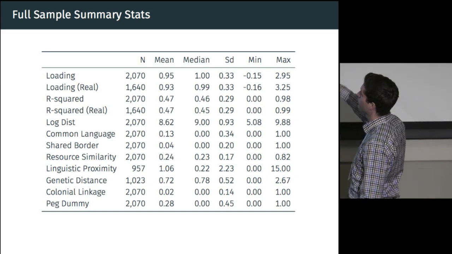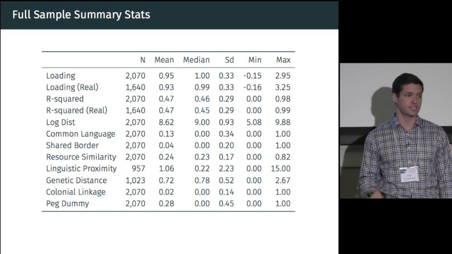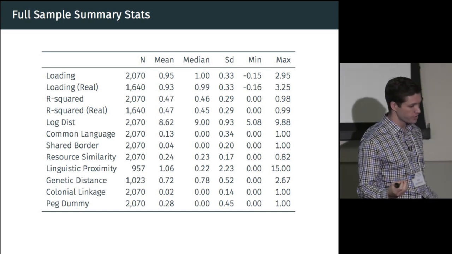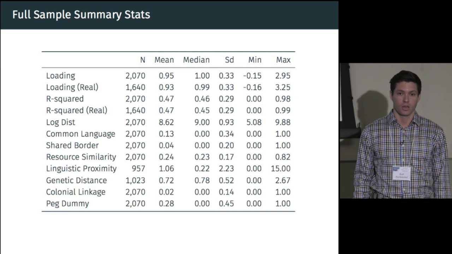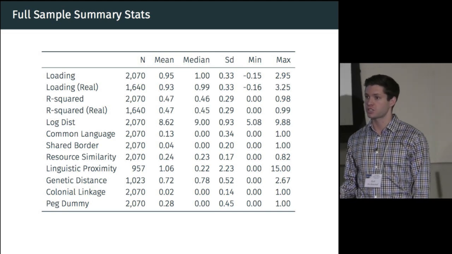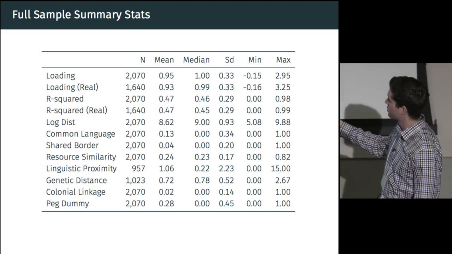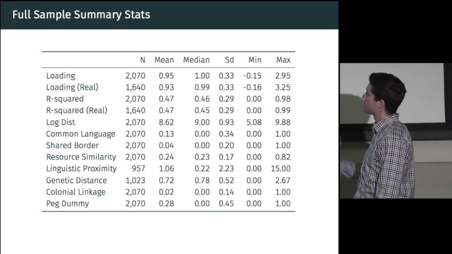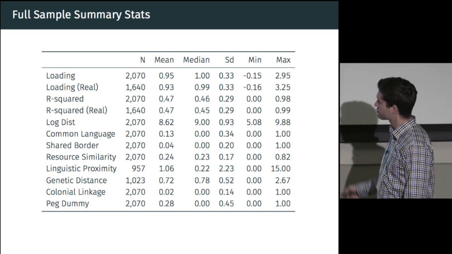And here's our gravity variables. We've got a measure of physical distance between the large cities and countries. That's going to be our log distance. We've got a dummy variable for whether the populations share a common language. About 13% of the populations do. We've got a dummy variable for shared border.